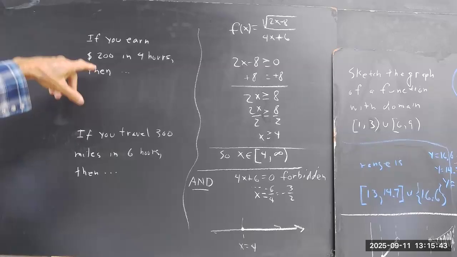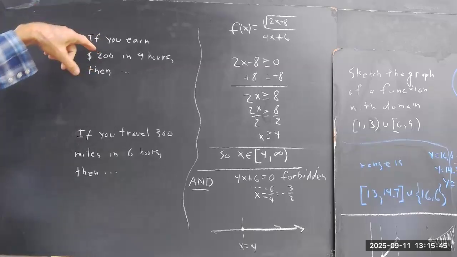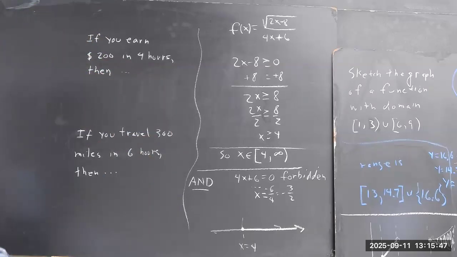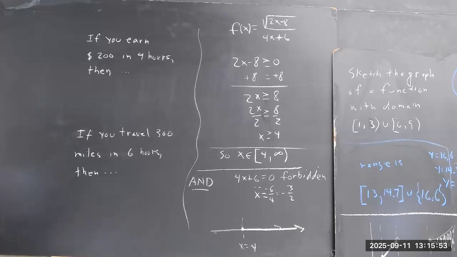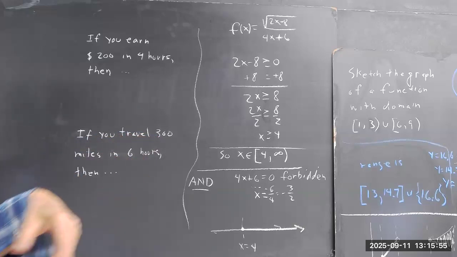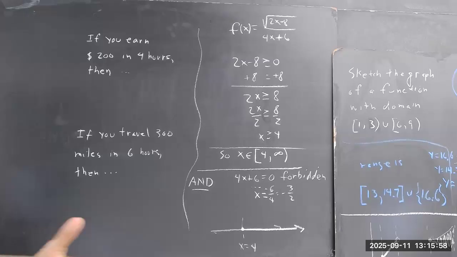What conclusion can you draw if you've earned $200 in 4 hours? What's the first thing you would think of? We'll discuss that in a minute, but think about it for a second. What's the first thing you'd think of? Or if you travel 300 miles in 6 hours, what's the first thing you'd think of to do with that information?